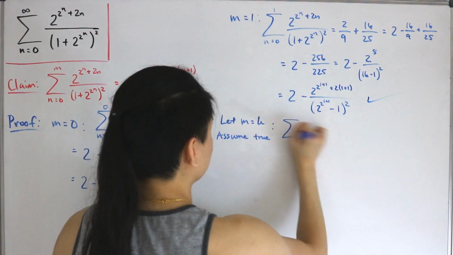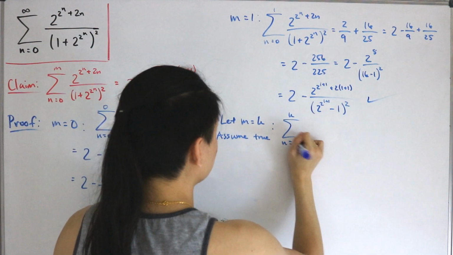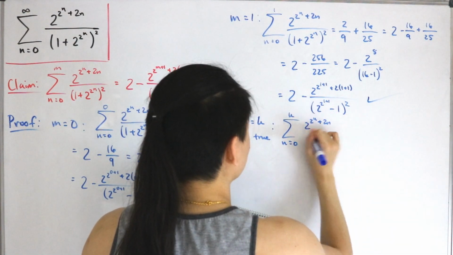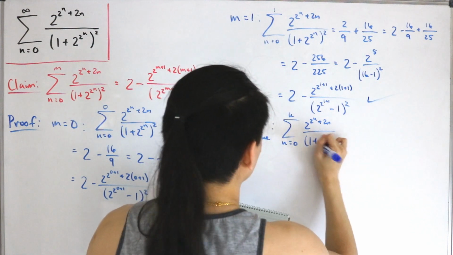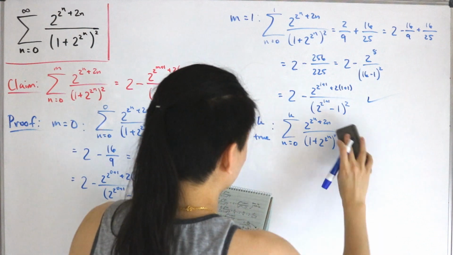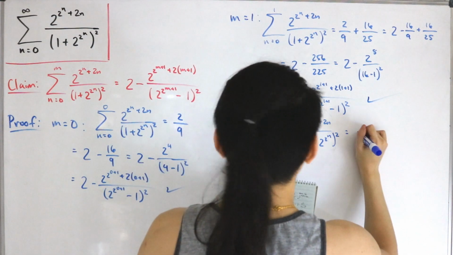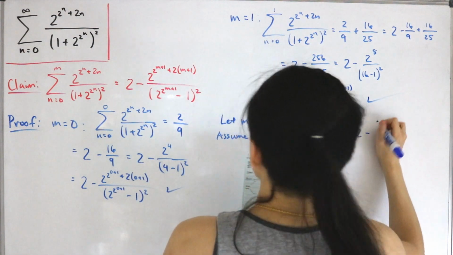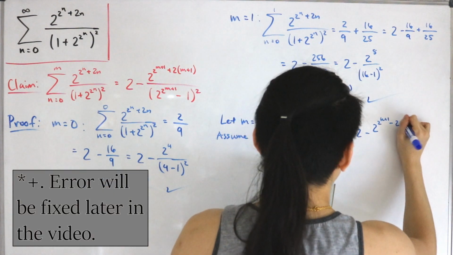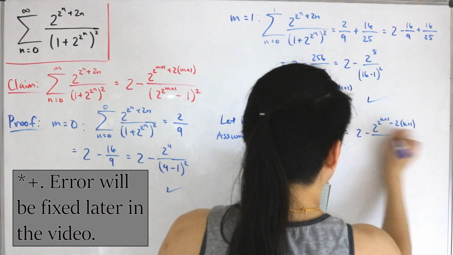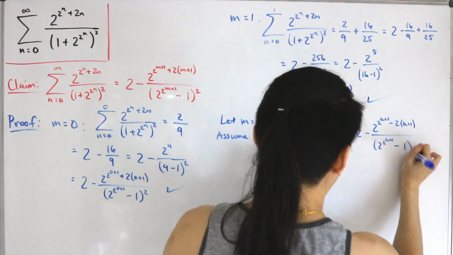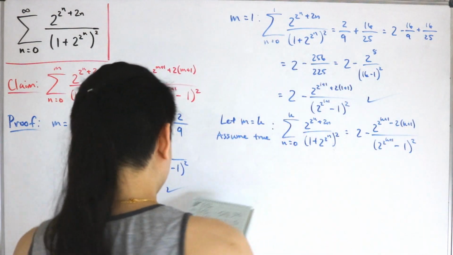To write this out, expand this out: the sum from n is equal to 0 to k of the following, 2 to the power 2 to the power n plus 2 times n, divided by 1 plus 2 to the power 2 to the power n, quantity squared. Then we say that this is simply equal to 2 minus 2 to the power 2 to the power k plus 1, and then subtract 2 times k plus 1, all divided by 2 to the power 2 to the power k plus 1, minus 1, quantity squared. Okay, so we assume that's true.